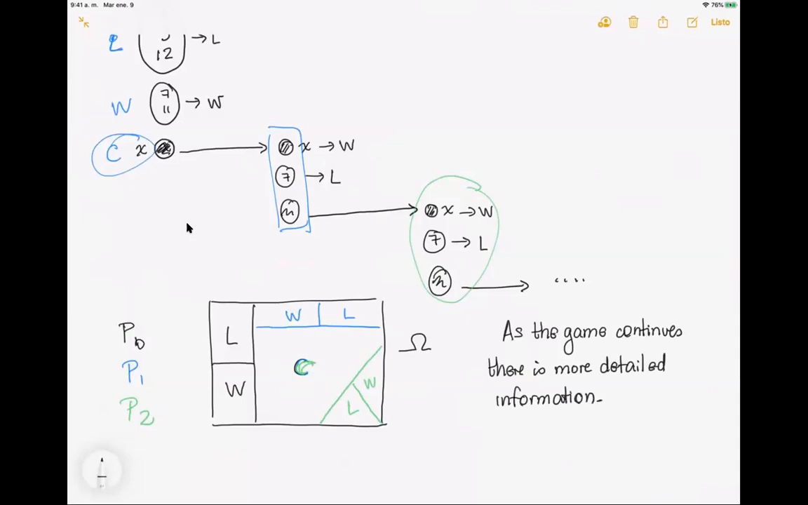And this is, of course, the concept of filtration. If we take this sequence of partitions and we think about the power set of these partitions, that's going to give us sigma algebras. And the collection of these sigma algebras is going to define a filtration.